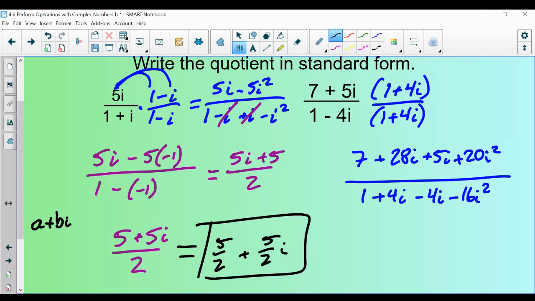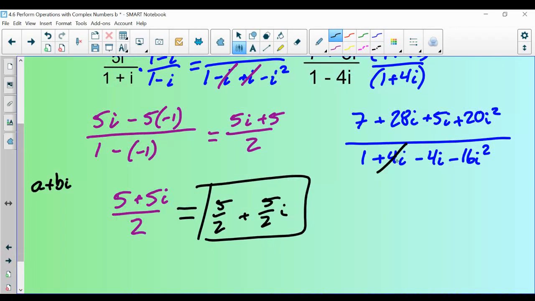We do get that cancellation. As I had promised, in our denominator we have a 4i and a negative 4i, meaning our denominator is now 1, and i squared is negative 1. So this actually ends up being plus 16. As for our numerator, we have 7, and then plus 33i. And then this plus 20i squared is actually negative 1, so this would be minus 20.